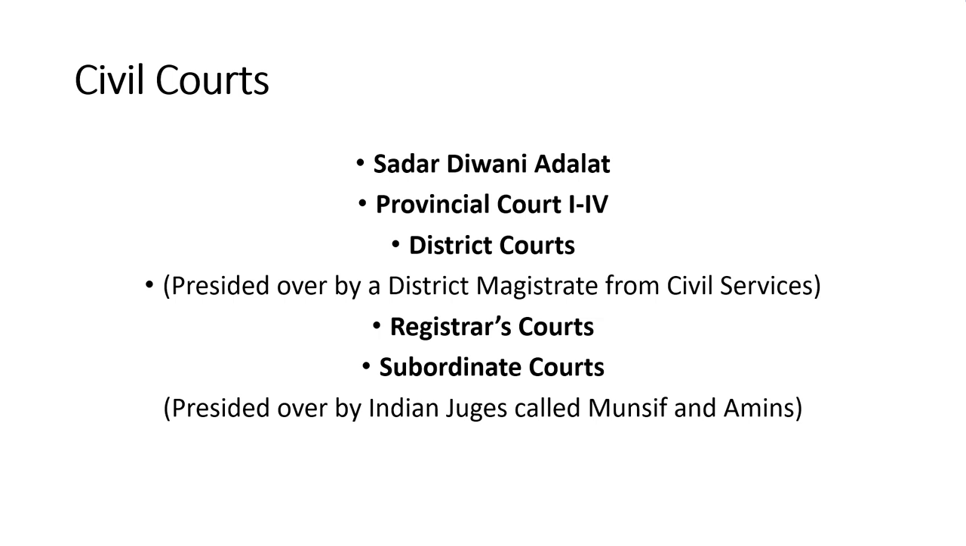Now, these were the courts introduced by Lord Cornwallis. Sadr Diwani Adalat was the highest court of appeal in civil cases. Below the Sadr Diwani Adalat, there were four provincial courts. Below the provincial courts, there were district courts which decided civil cases. These district courts were presided over by the British officers belonging to Covenanted Civil Service. Below the district court was the registrar court. Below the registrar court was the subordinate court or municipal court. Indian officers were appointed to registrar court and subordinate courts. They were called Munsif and Amin.